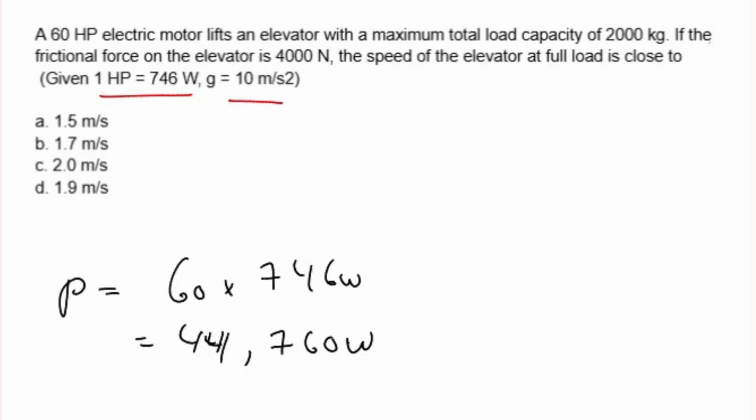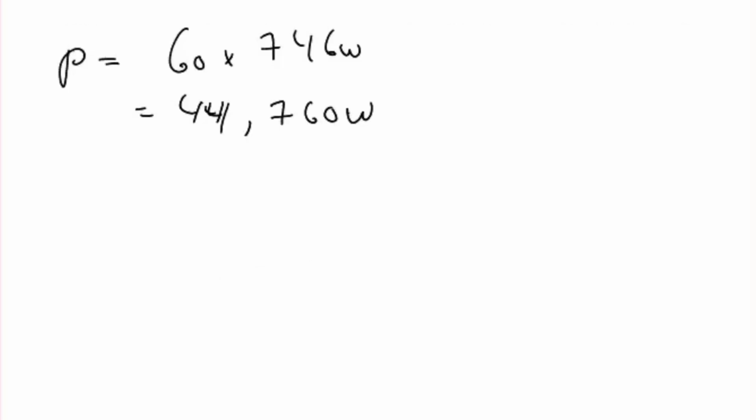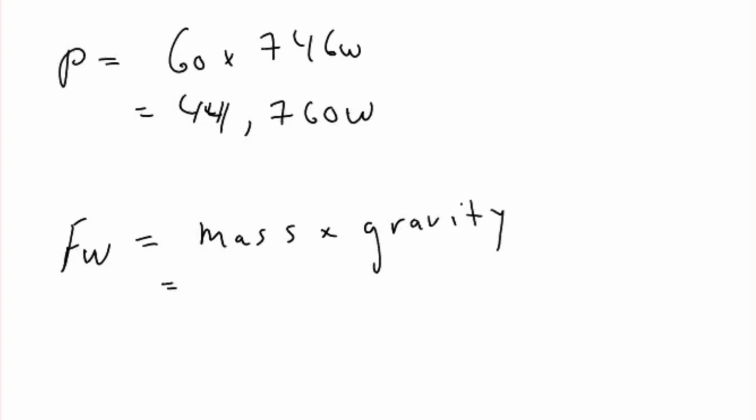The next thing I want to do is look at my forces here. What's happening in the system? I want to find the total force. There are a few things happening. Firstly, on an elevator, we have our weight. The weight force can be calculated by multiplying mass times gravity, correct? The mass we can take as the maximum total load capacity, which is 2,000 kg, multiplied by gravity, which is 10 meters per second squared. This is a fairly simple calculation, which gives us the answer of 20,000 newtons.